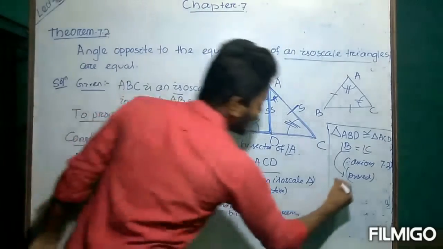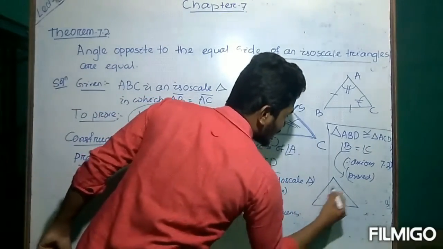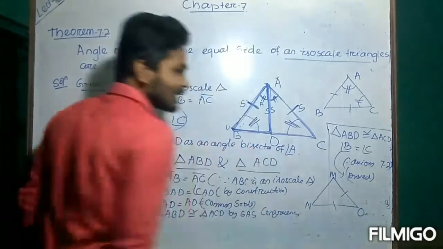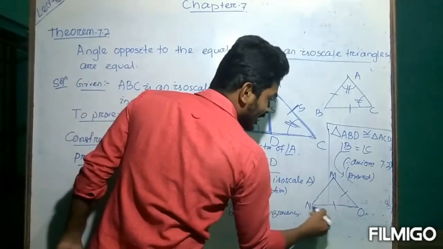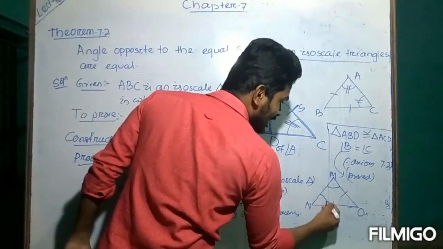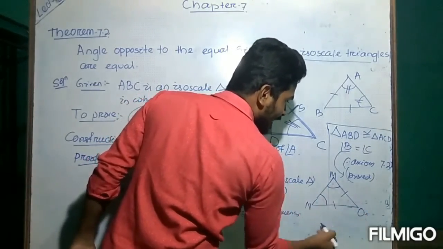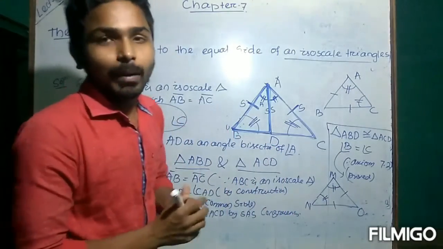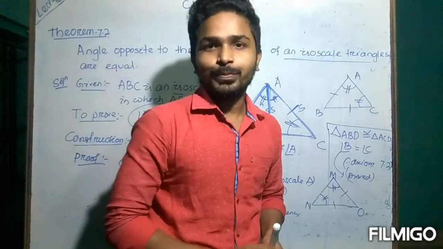If there is another triangle like this, MNO, where this side is equal to this side, then we can write that this angle, which is the opposite angle of side NO, and this angle, which is the opposite angle of side MO, are equal. This is theorem number 7.2.